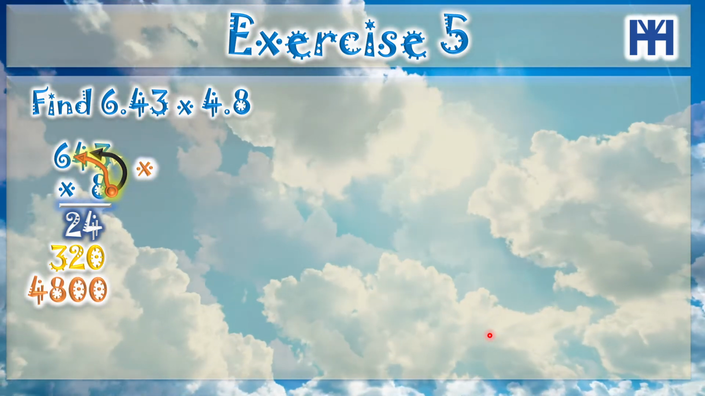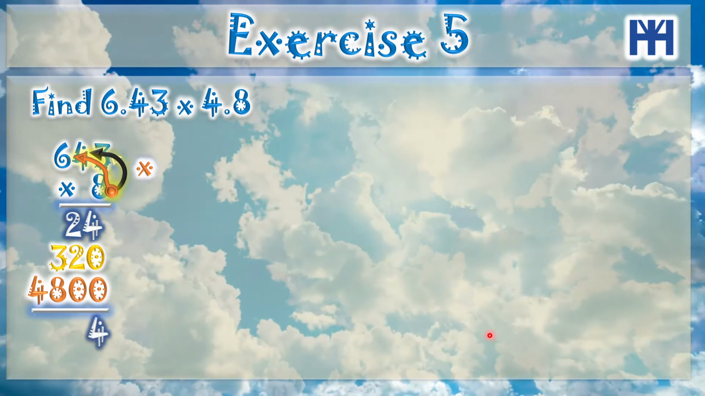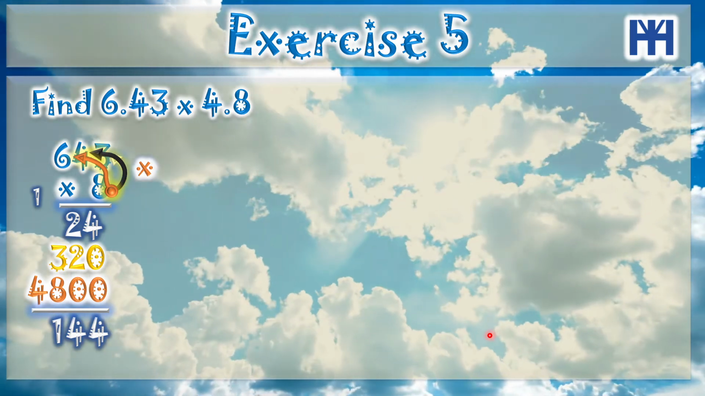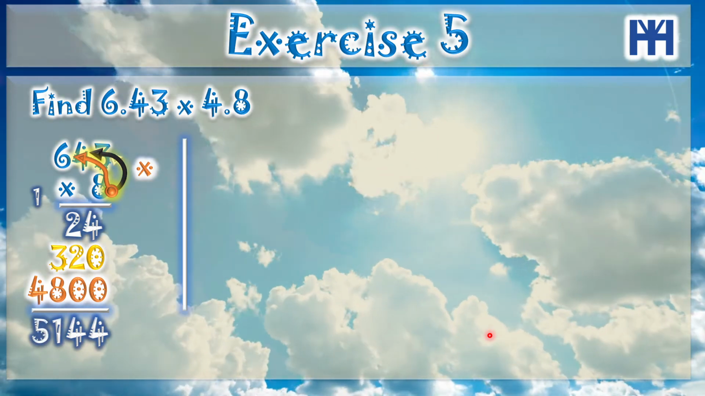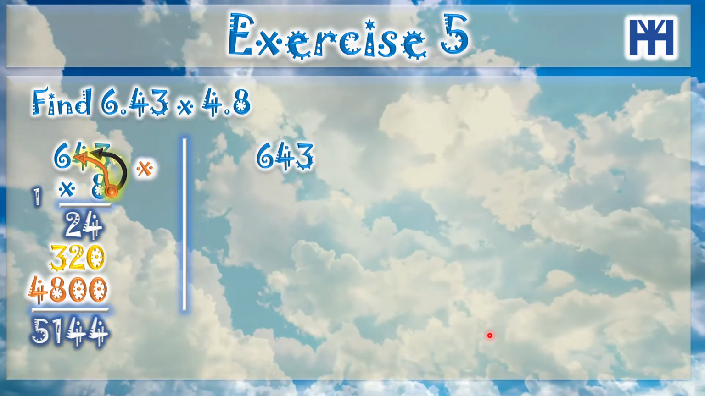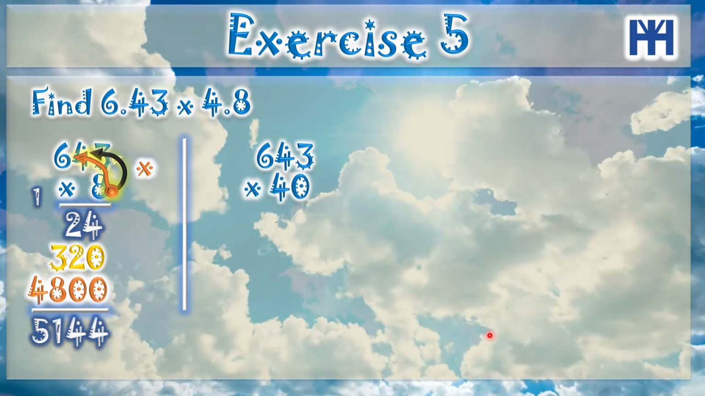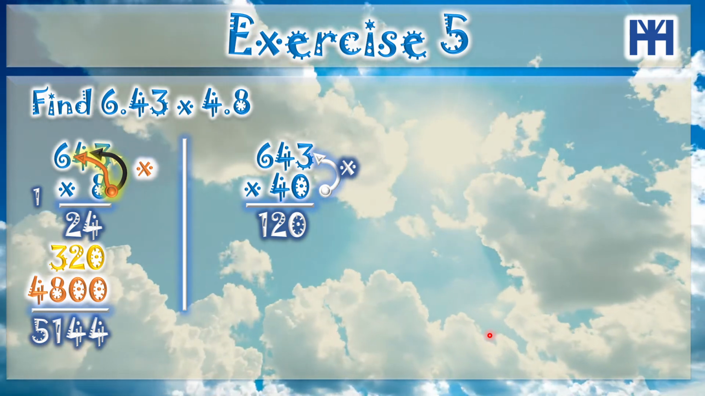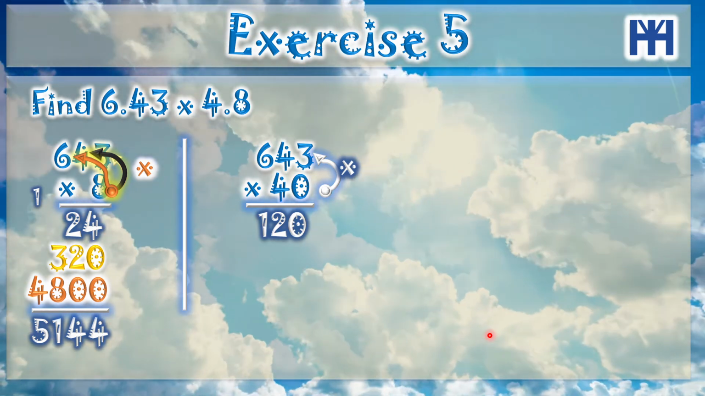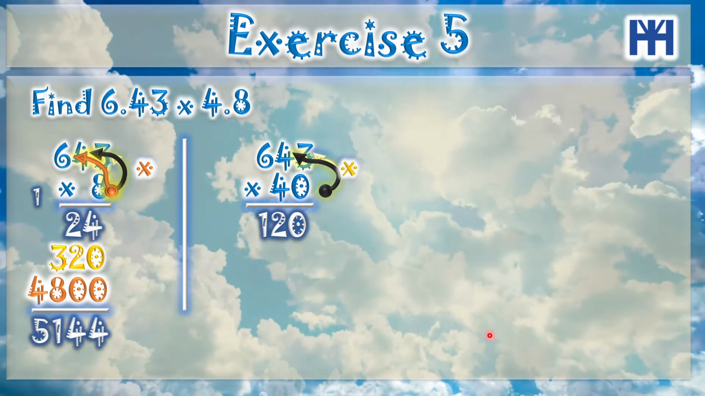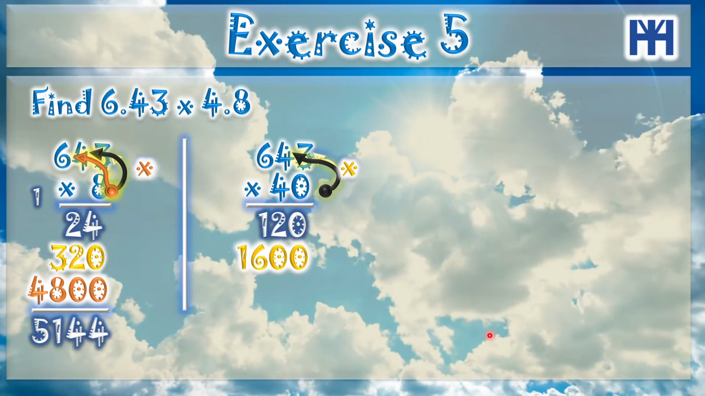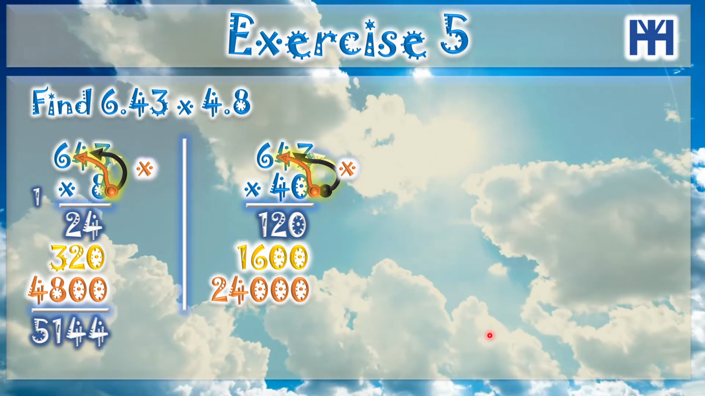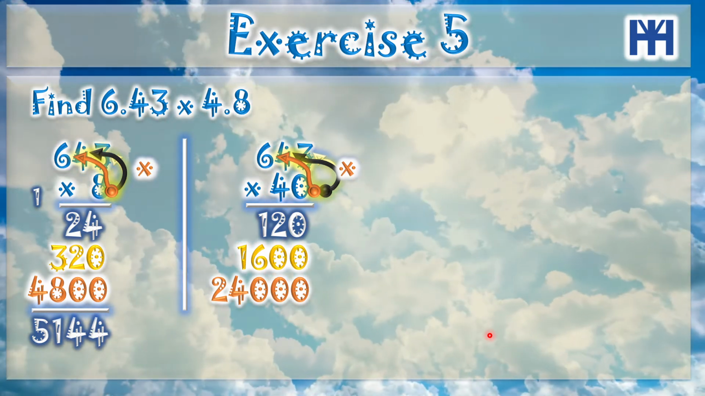Then let's add them, 4, 0 and 0, 4, 2 and 2, 4, 3 and 8, 11, 1 and 1 will go up here, 1 and 4, 5. Okay, now 643 times 40. Okay, so 40 and 3, it's 120. Then 40 and 40, it's 1600, then 40 and 600, it's 24,000.